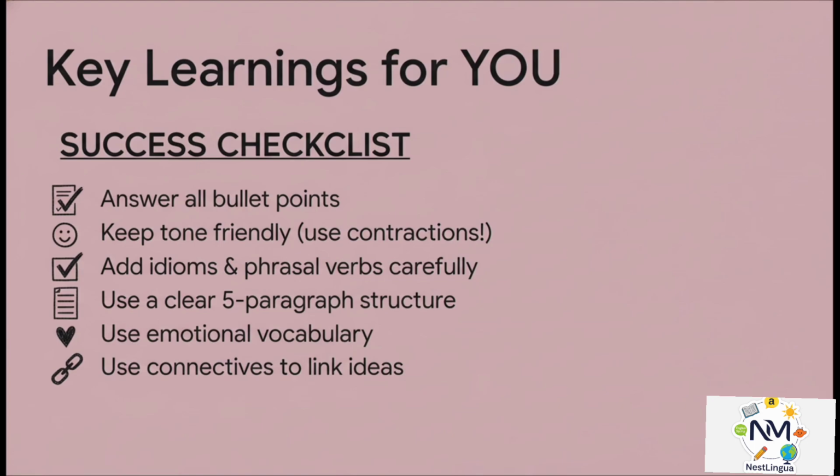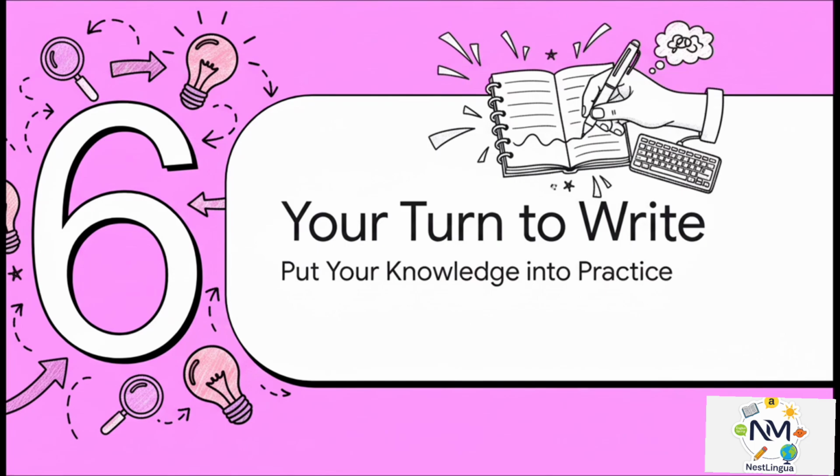Well, here is your checklist for success. Number 1, always answer every single part of the question. Number 2, keep your tone friendly, and the easiest way to do that is with contractions. Don't be shy about adding an idiom or a phrasal verb if it fits. And of course, stick to that clear 5-paragraph structure, pack it with emotional words, and use connectives to link your ideas together. Okay, we've analyzed, we've compared, and we have definitely learned a lot.